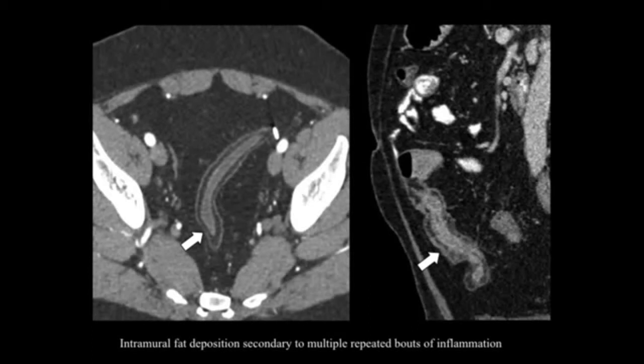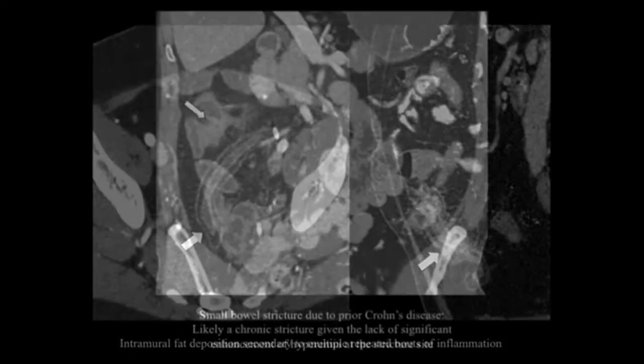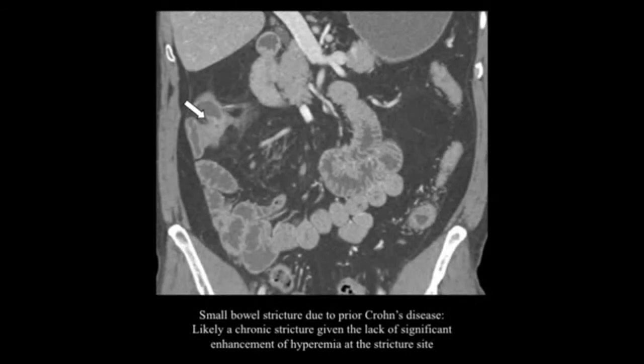Now, I will warn you, while this can be seen in the setting of chronic repetitive inflammation, it can also be associated with patients who have diabetes or severe obesity. So every time you see this, you can't necessarily jump to the diagnosis of Crohn's or inflammatory bowel disease. Here's another example, this time in a patient who has a chronic stricture as a result of prior Crohn's disease. Now notice the lack of significant hyperenhancement or hyperemia at this site, suggesting that it's likely chronic. But that being said, I will admit that it can be very difficult in many cases to be certain whether you're dealing with an acute or a chronic stricture.